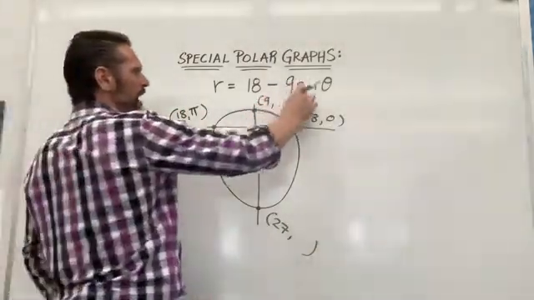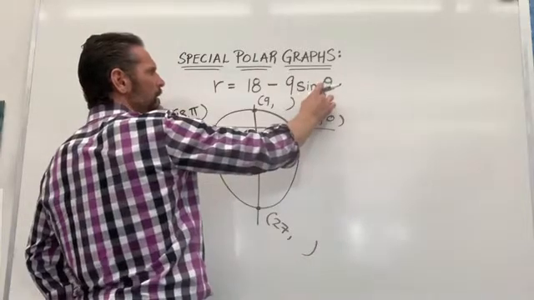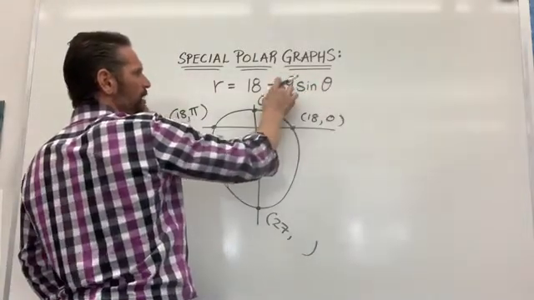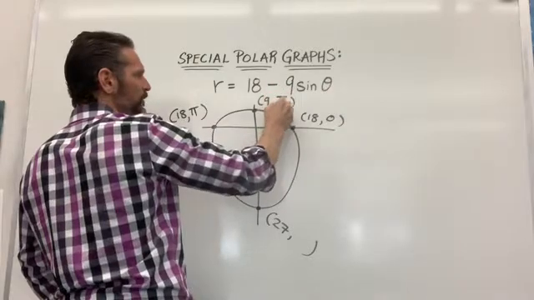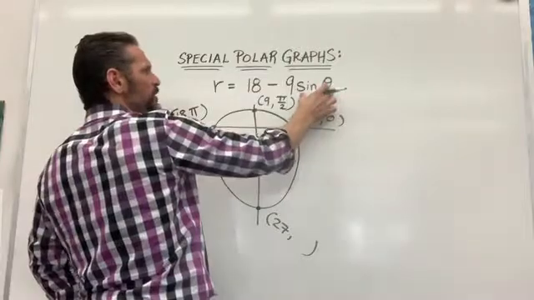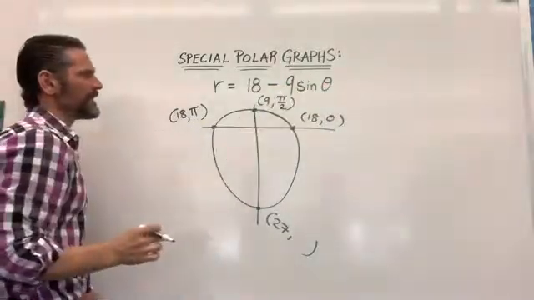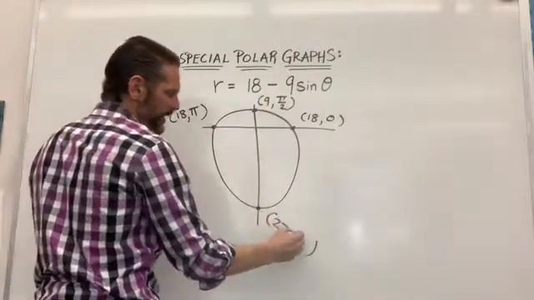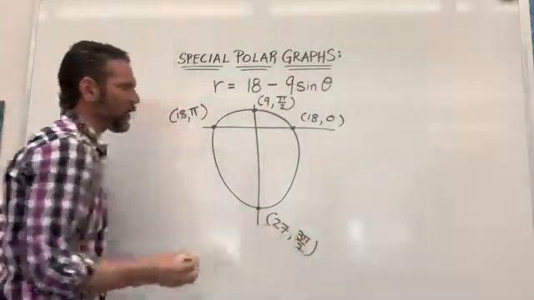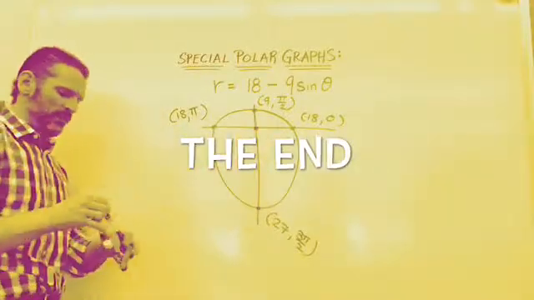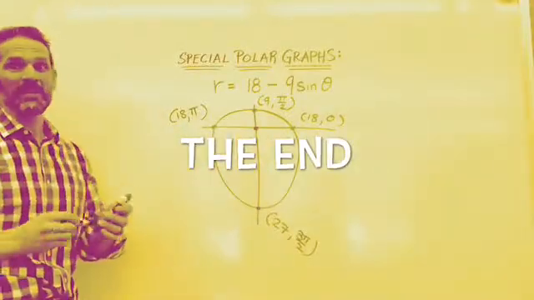Pi over 2. Sine of pi over 2 is 1. So if I put a pi over 2 here, I get a 1. 18 minus 9 is 9. So this one is pi over 2. This one is probably 3 pi over 2. Let's see. Sine of 3 pi over 2 is negative 1 times 9, negative 1 times negative 9 is 9. 18 and 9 is 27. So you can see I can figure out what those points are pretty quickly. Notice also with a convex limacon, the pole is on the inside of our graph.